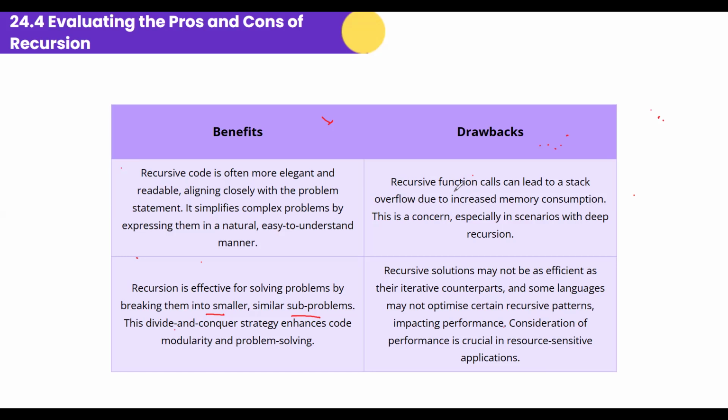But there is a drawback. The drawback is that they can lead to stack overflow due to increased memory consumption. So that is a problem, especially if you have a lot of recursion calls. So if we are only calling factorial and we pass it maybe 4, that's okay. That's manageable. But if we pass it maybe 100, that's a big issue.